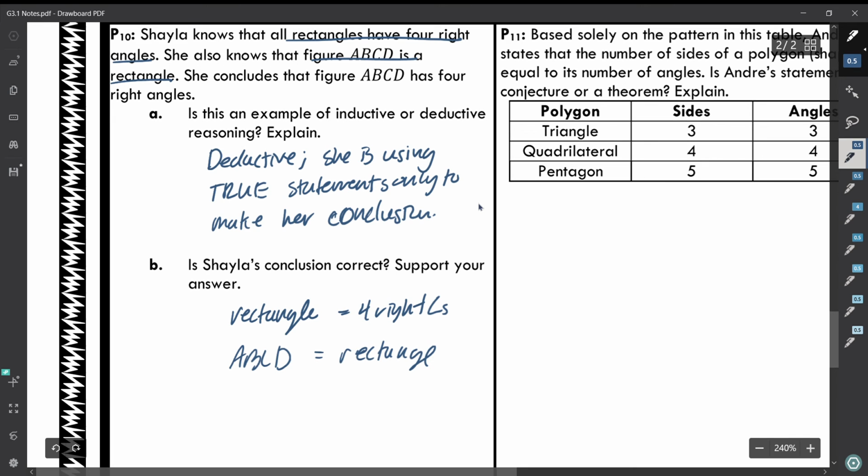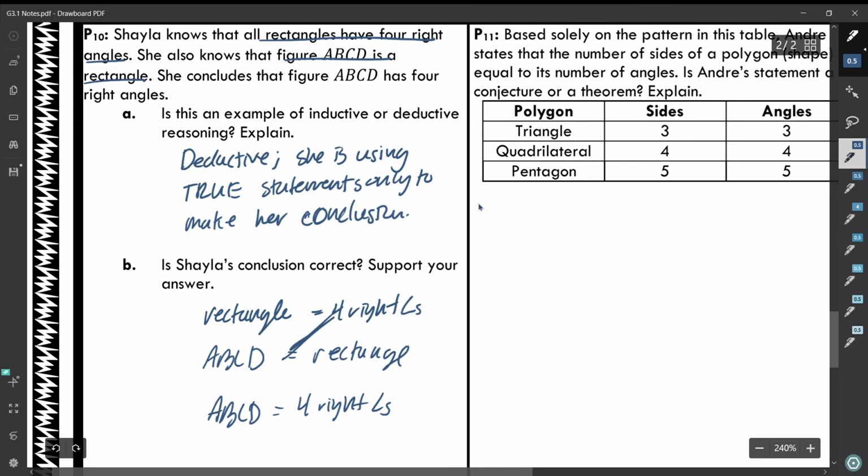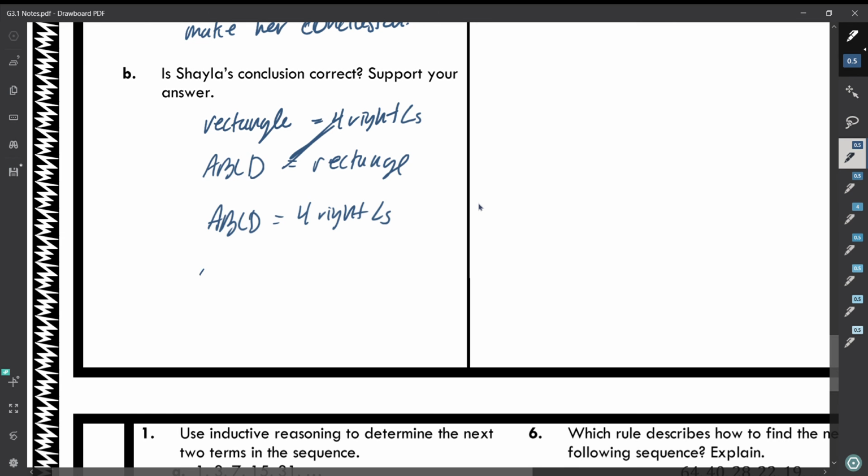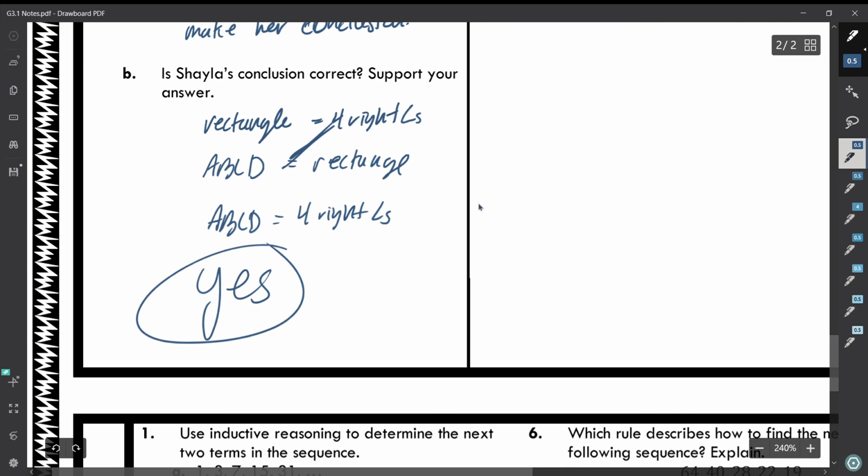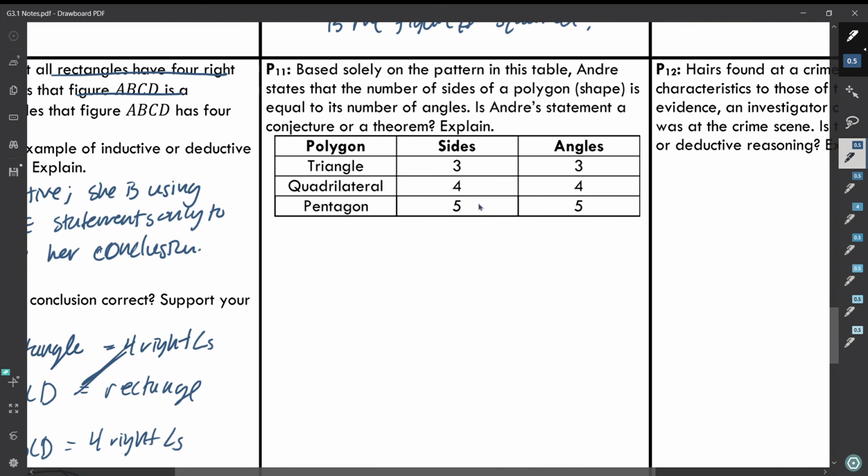Since rectangles have 4 right angles and ABCD is a rectangle, from there we can say that those 2 are equal. Or those 2 are the same. So ABCD has 4 right angles, which is what her statement is, and yes, that's true. This is using something we call the transitive property. If two things equal the same thing, then you conclude that for each other as well. Right. So this is yes based on our deductive reasoning.